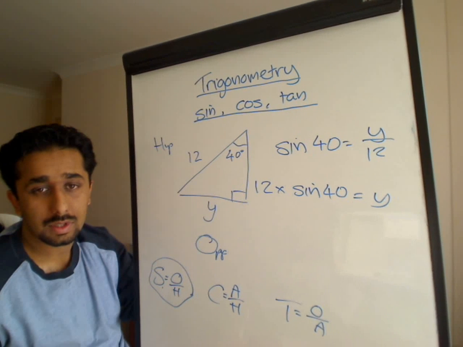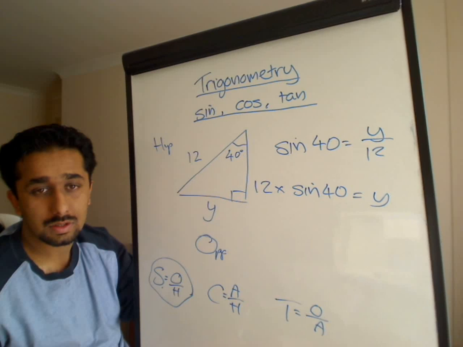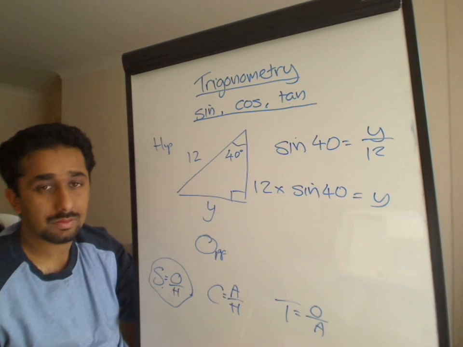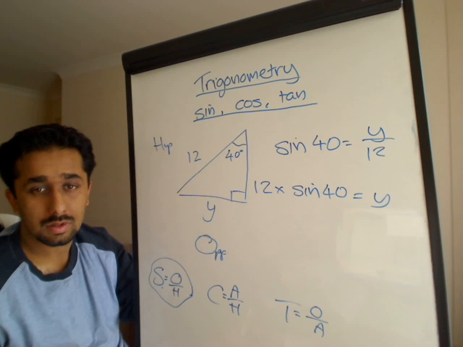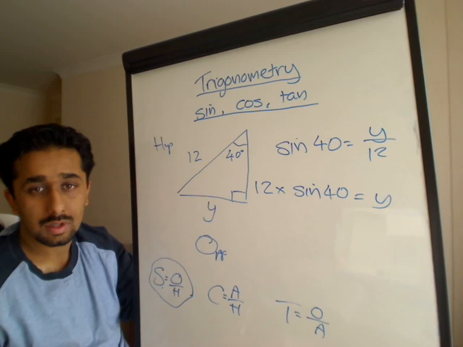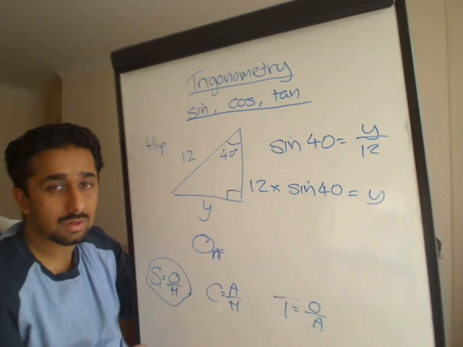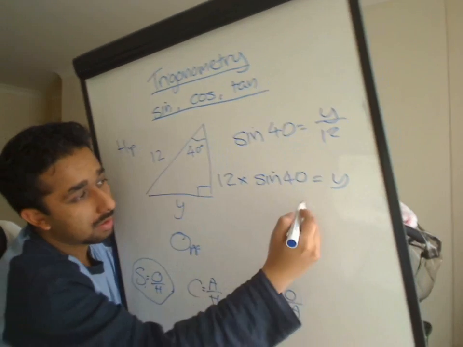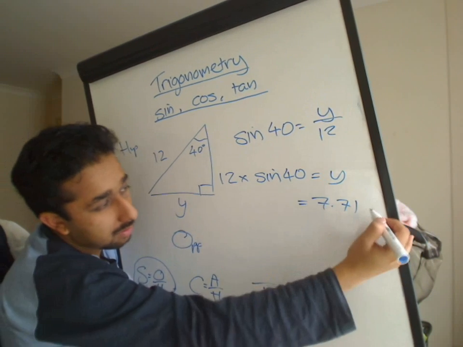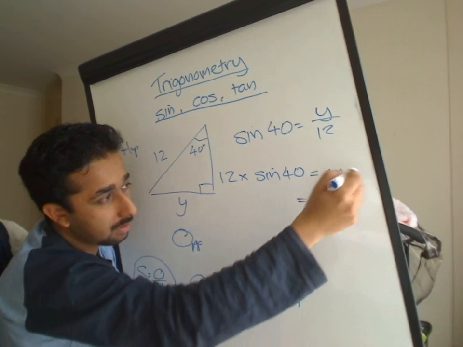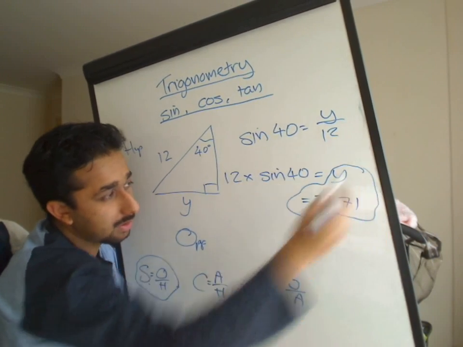Let's work out what 12 times sine 40 is as well. So if I have 40, sine 40 is 0.64 whatever. If I times that by 12, I get 7.71. That equals 7.71 to 2 decimal places. I won't bother to write that because there's no space for it.